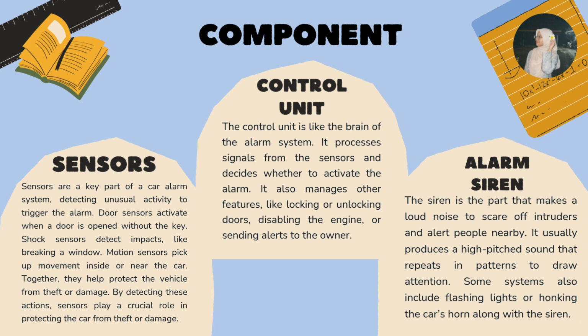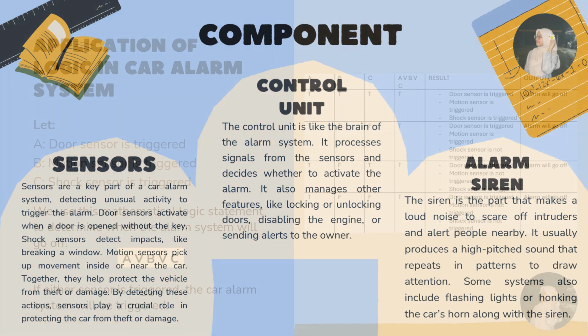And lastly, we have the alarm siren, which is the part that makes a loud noise to scare off intruders and alert people nearby. It usually produces a high-pitched sound that repeats in patterns to draw attention from other people. Some systems also include flashing lights or honking the car's horn along with the siren.